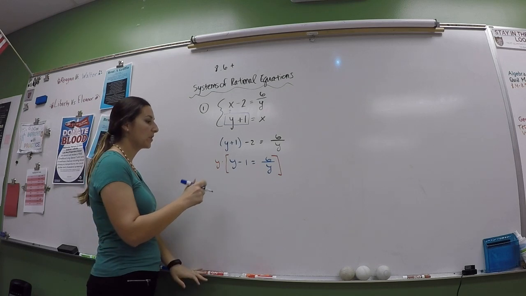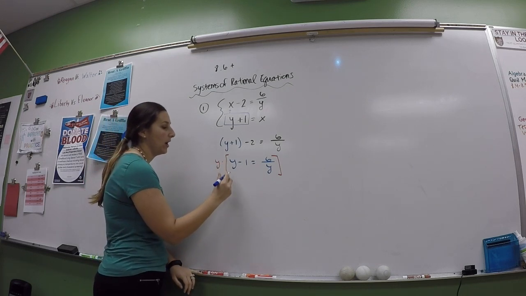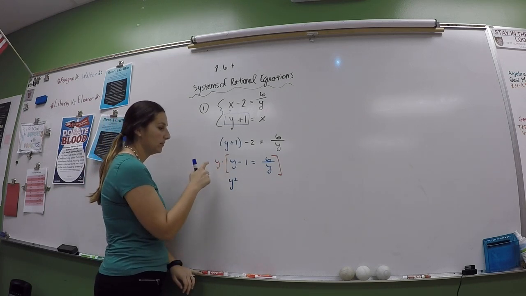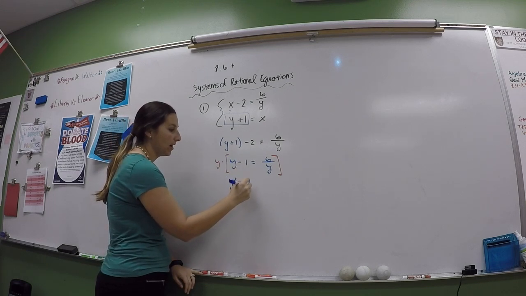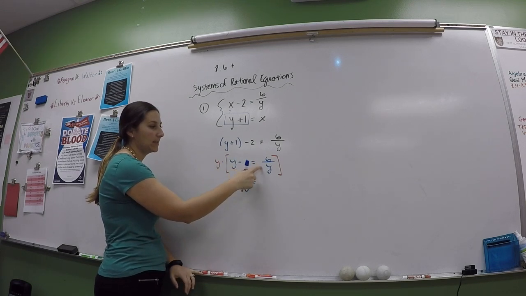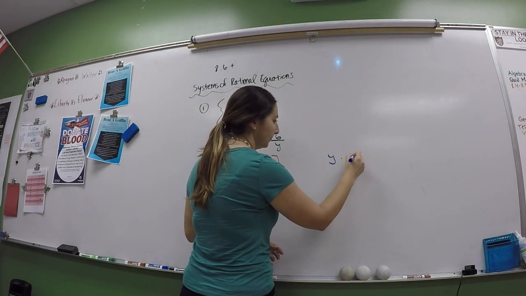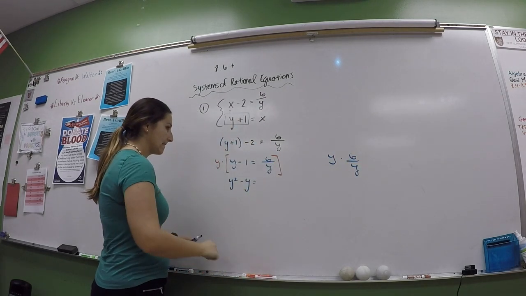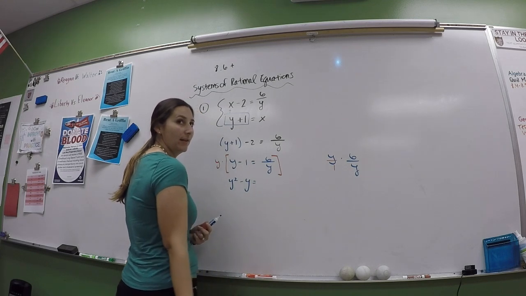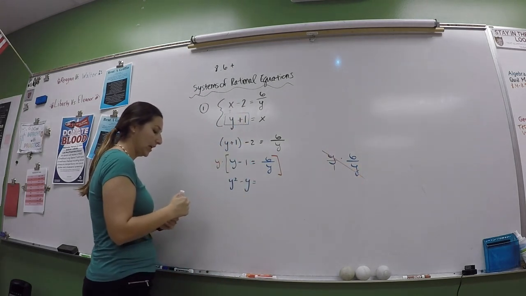No, that's good. So we have y times y is y squared. Minus y times negative 1 is negative y. And then y times 6 over y is 6y over 1, and the y's cancel. And you get 6.